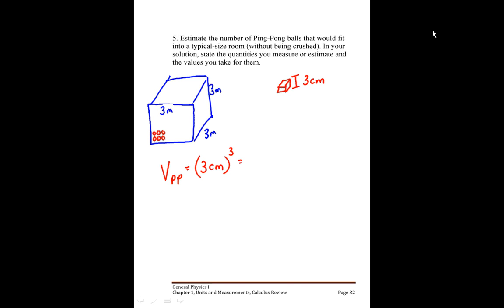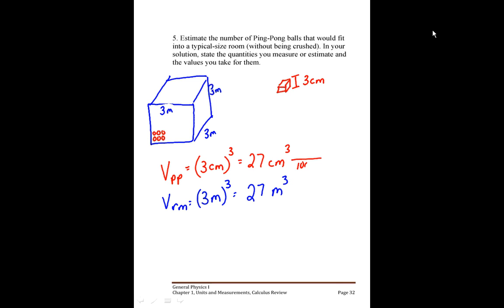Three times 3 times 3 is 27 cubic centimeters. And then the volume of the room is also going to be 3 meters cubed, so that is 27 cubic meters. I want to convert one of these to cubic meters or cubic centimeters. I'm going to convert this value into cubic meters.